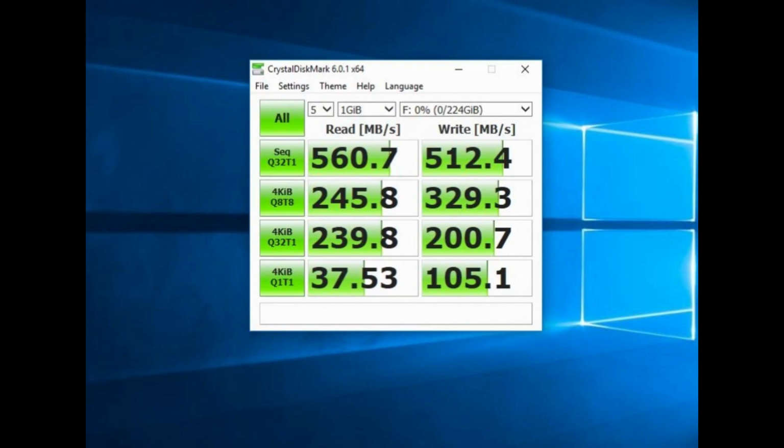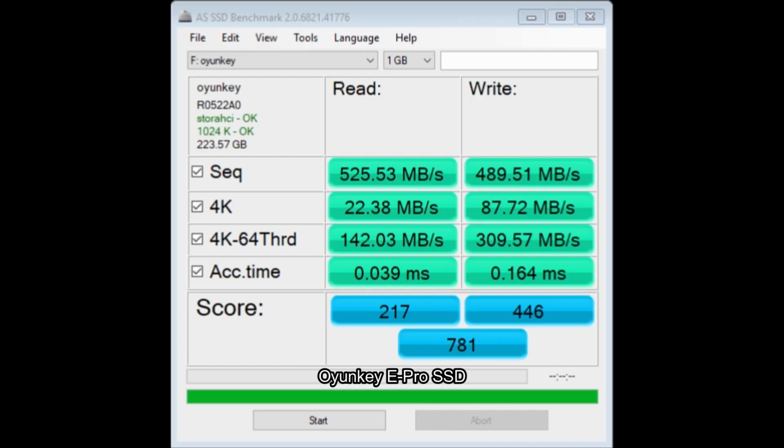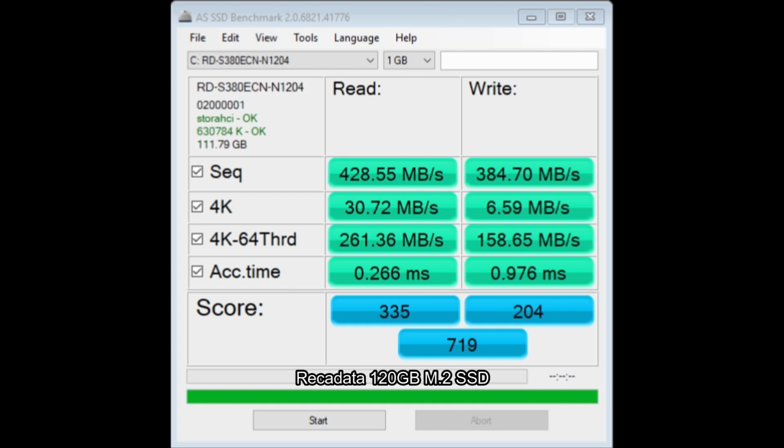Now moving on to the benchmarks, CrystalDiskMark did actually very well in most areas on this. The read and write speeds are excellent, I'm quite surprised. Next benchmark test to give you a bit of a mix, just so we can see what the performance is. The only thing here is the 4K read speed is not so good, but in other areas really good. And if I compare it to the Recordata, another budget drive which I've looked at, it does sort of collapse with the 4K write speed.